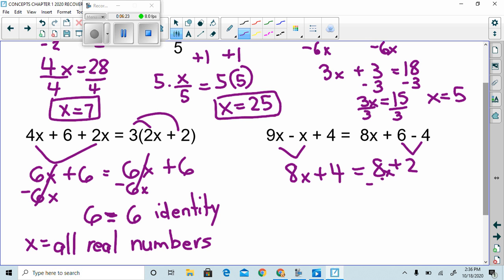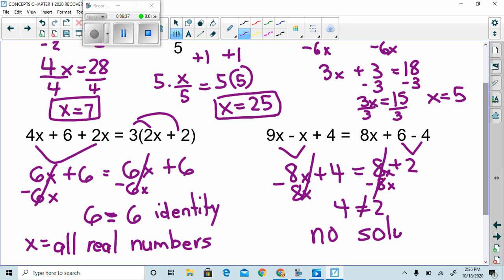When I subtract that 6x on both sides, 8x on both sides, they cancel out. I have 4 equals 2. Last time I checked, that's a false statement, so there is no solution. So again, I'm just quickly going over all the types. I won't start a new lesson today. Today is just about the review.